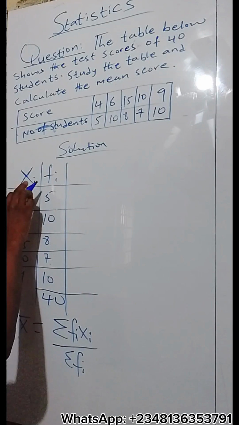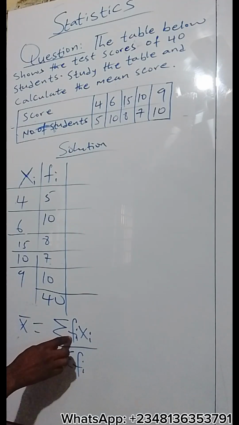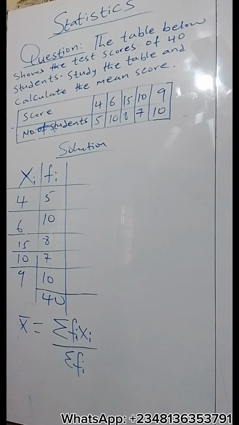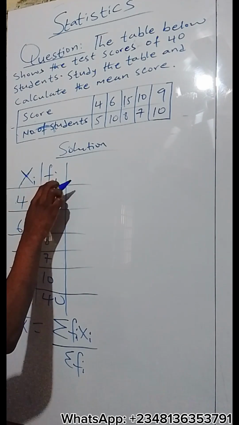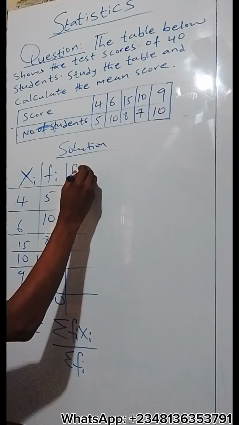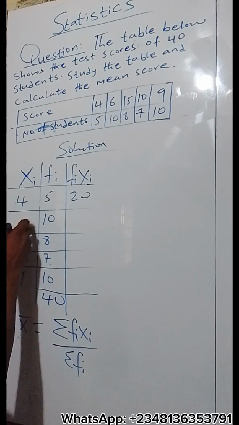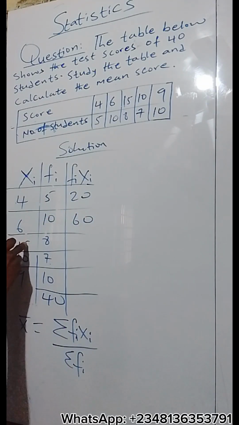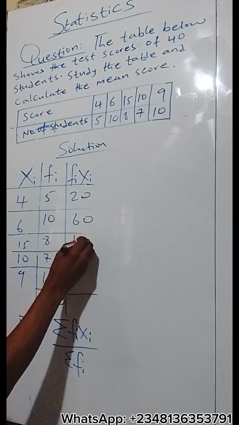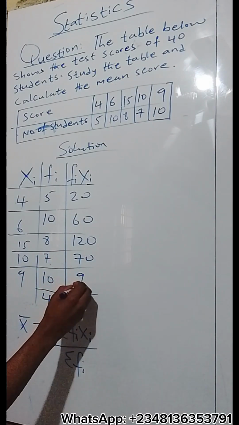So the second thing in this formula is f sub i x sub i, that is the product of these. We have f, we have x sub i here. So we have to find the product so that we can now solve. Let's start. We have f sub i, we have x sub i. That is 4 times 5. So 4 times 5, that is 20. 6 times 10, we have 60. 15 times 8, that is 120. 10 times 7, that is 70. 9 times 10, that is 90.